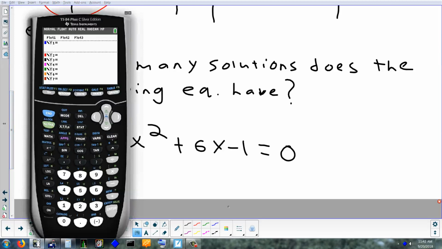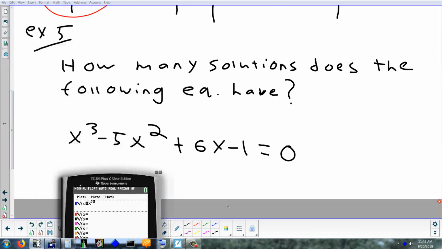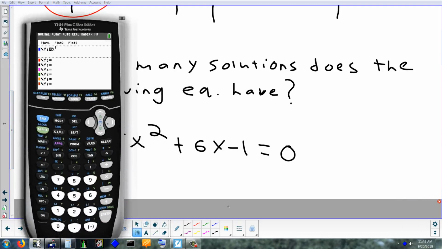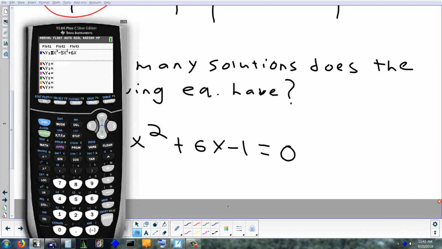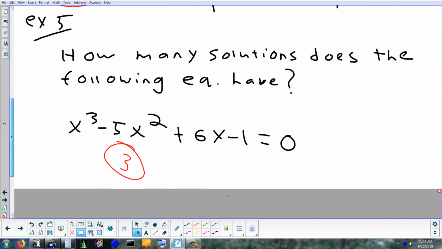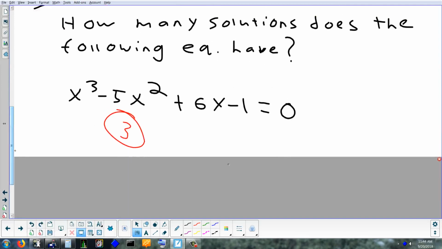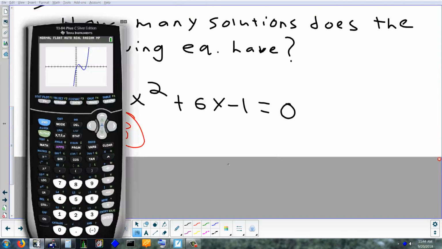Alright, so we've got x cubed. Just from the first term, we already know how many times it could cross the axis. How many? Could cross 3 times. And for right now, that's all they want to know. How many times does it cross the x-axis? I see 1, 2, 3. So this one does cross 3 times. Any question on why it crosses 3 times?